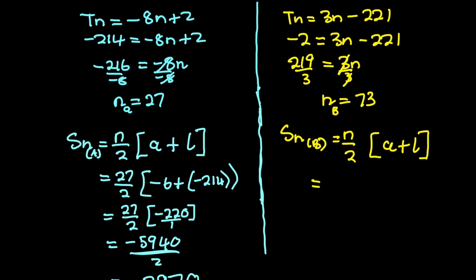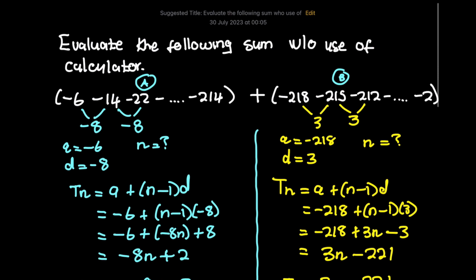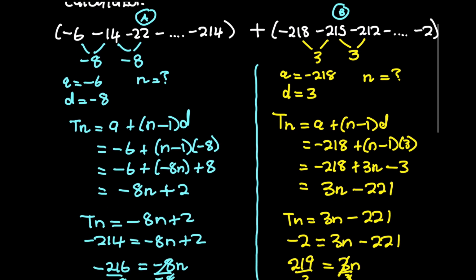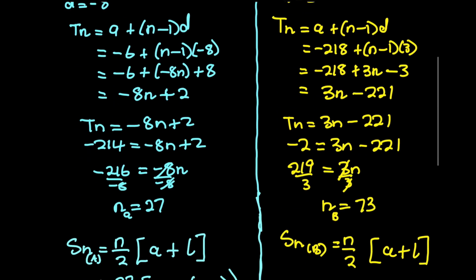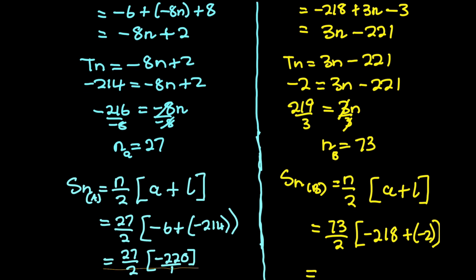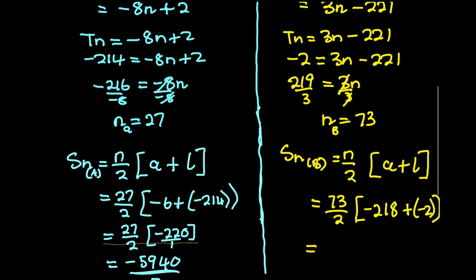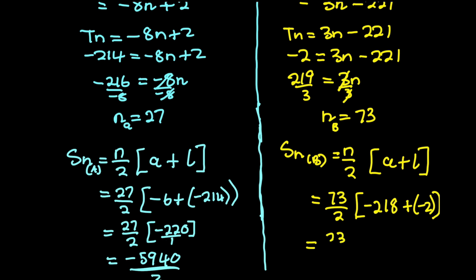So you have the number of terms, 73 over 2. What is our first term? Negative 218, plus, what is the last term? Negative 2. Okay, let's check that out if it's true. So we got it, it's negative 2 there. Let's get back to our work. So it's also going to be negative 220 in this bracket. So 73 over 2 times negative 220.